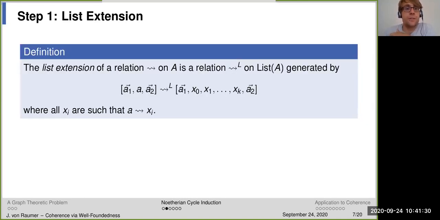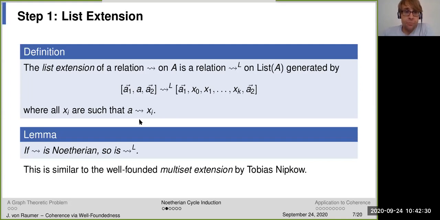Okay, first, let's try to lift this relation on A. So let's just start out with an arbitrary binary relation on A. And we want to lift it first to the type of lists on A. No matter how the original relation was defined, we want to have the lifted relation on the lists defined inductively by the following constructor, where we can take one element of a list and replace it by arbitrary but finitely many smaller elements of that list. So whenever we have some A in a list, we can replace it by some other elements, x0 till xk, such that all of these xi are actually reductions of A. And then we can find that if the original relation was Noetherian, then the lifted relation is Noetherian as well.